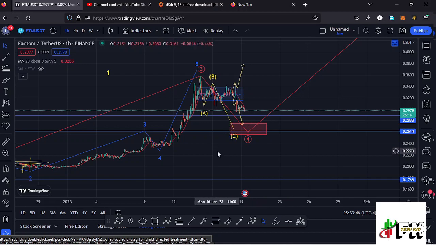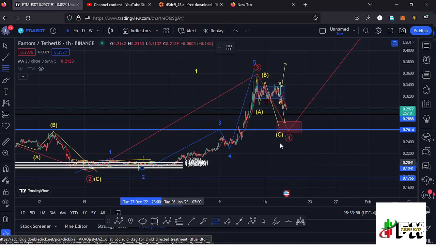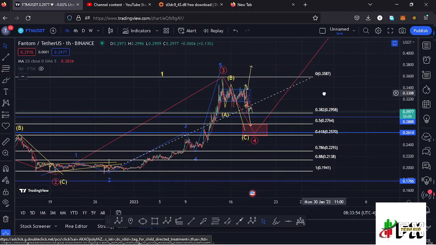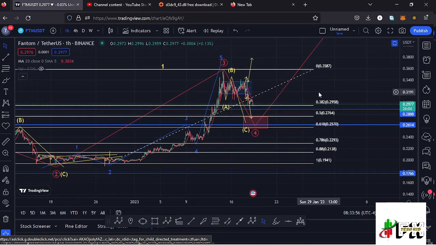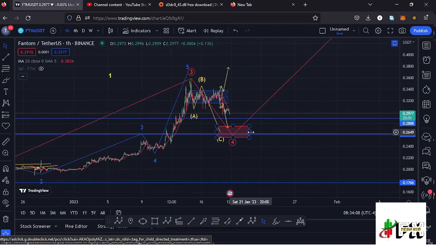in the formation of this wave 4, using the Fibonacci's, connecting them from the low of the second wave to the high of that wave 3, and that gave me a minimum target area to the lower side in the formation of that wave 4 between the fib level 0.5 and the fib level 0.618, which lies between the $0.2764 mark and the $0.257 mark. And that is the minimum that I'm expecting this fourth wave to the lower side to do.